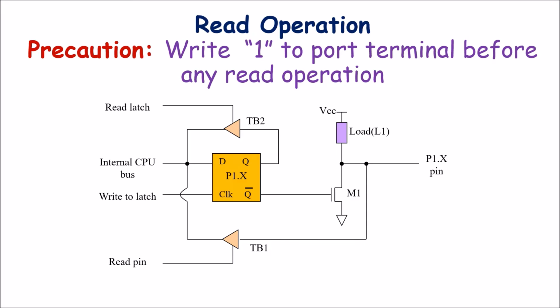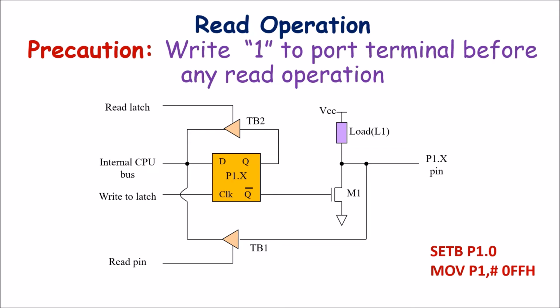Now let us understand the read operation performed at each port terminal. Now for read operation, we have to take one precaution. That is, before performing any read operation, logic 1 should be written at the port terminal. For example, before reading data from port, suppose we are using P1.0 port terminal, then before performing read operation, set this bit to 1. That means use instruction SETB P1.0.